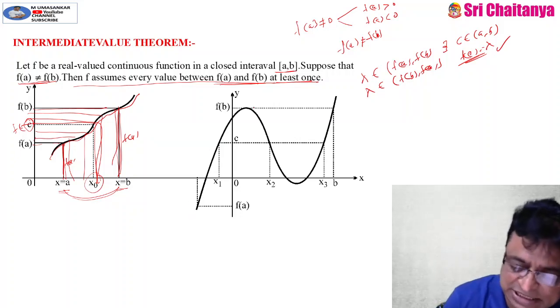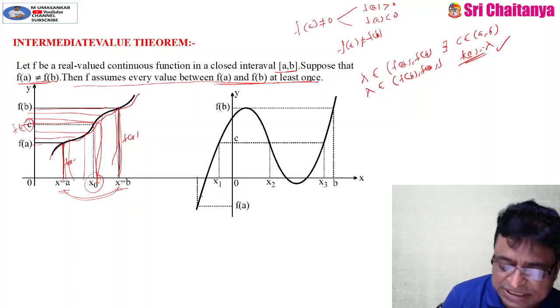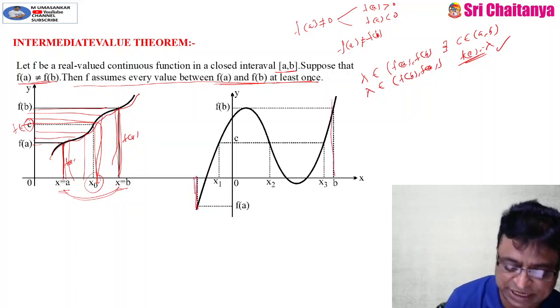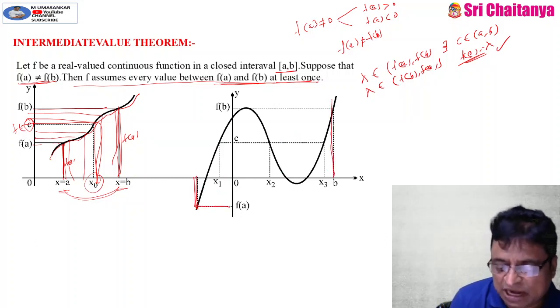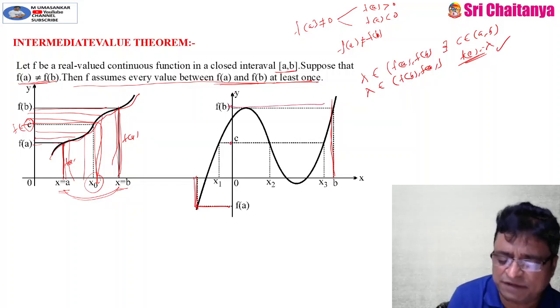Similarly, see the next graph. See here also. This is about f of a and this is about f of b. One is negative, another one is positive. And this is the corresponding value of f of a and this is the corresponding value of f of b.